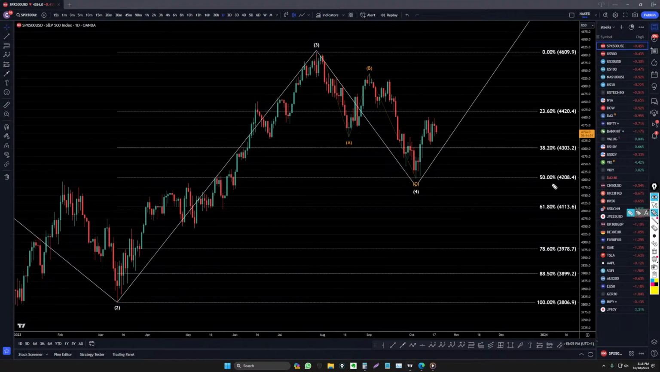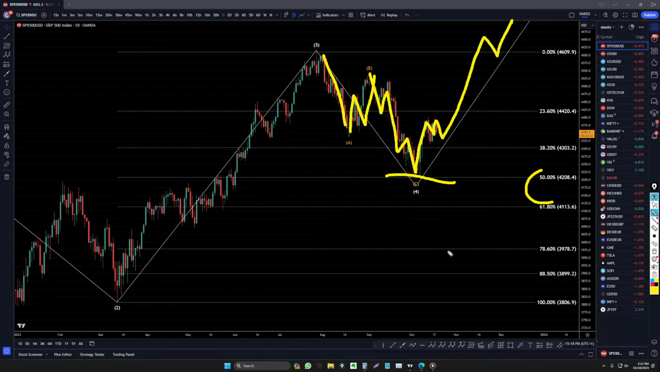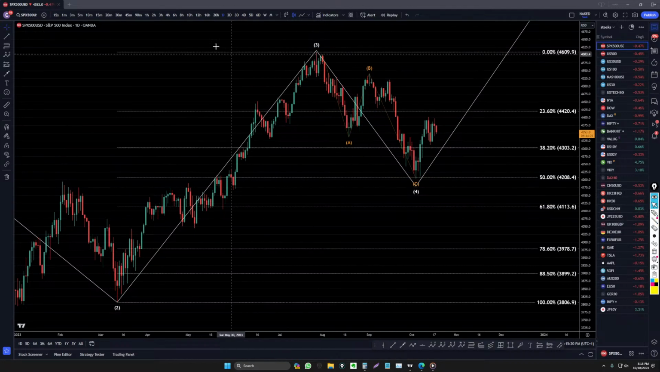But boy, right now it really looks like an ABC correction. A, B, 1, 2, 3, 4, 5 of C. 50% fib. This is half the reason why I'm so bearish on the dollar too, is because of this analysis right here. That right there looks like the end of an ABC correction. If that's the end of an ABC correction, this will go up and take out that high and probably go a lot further than that, which means the dollar will probably keep going down.